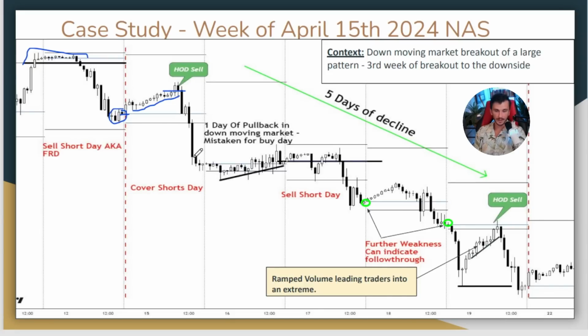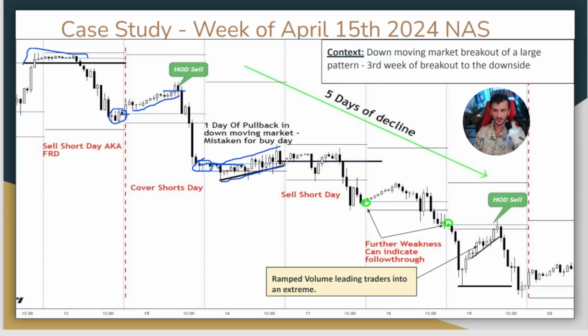Now, this is a large declining day and a day where we have 1 day of pullback. So the market, for context, is a down moving market because of a breakout of a large pattern, third week of breakouts to the downside. All right, so we've been breaking out to the downside. We are in decline. So that being said, think back to what I said about 1 day of decline could equal a buy day, but in a down moving market, 1 day of going back up could also indicate a continuation on the following day. All right, so this is a day that you would cover your shorts, but it was a weak close indicating potential follow through.